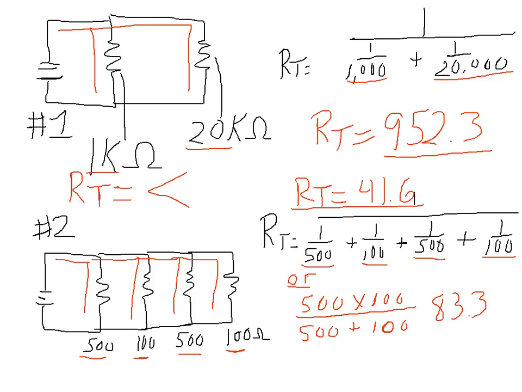Now, one thing I wanted to mention here, I've got this OR down here. Notice what I did. I used the product over sum formula, and I went 500 times 100 divided by 500 plus 100, and I ended up with 83. So again, we've got some resistor values here that are equal to the others, so I could simply do that again. I could do 83.3 times 83.3, do that over top of 83.3 plus 83.3, and that would get me the same answer as using our reciprocal formula.